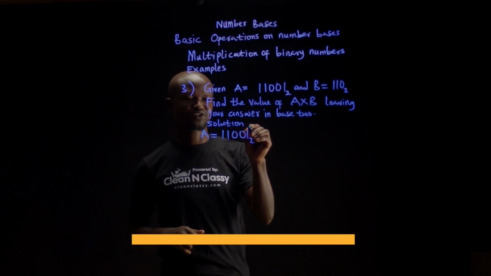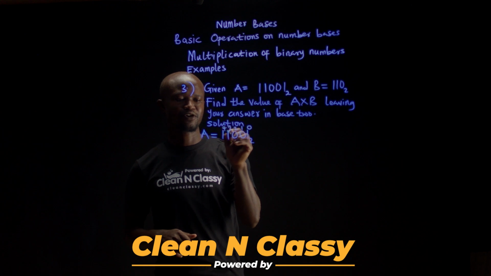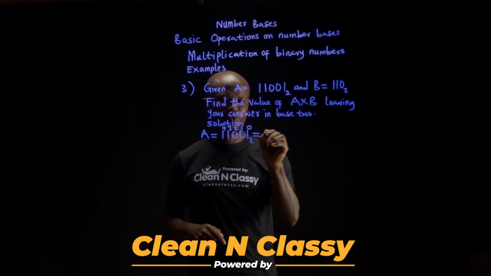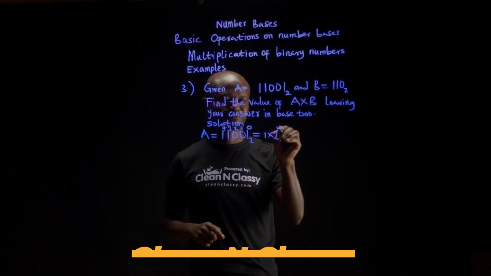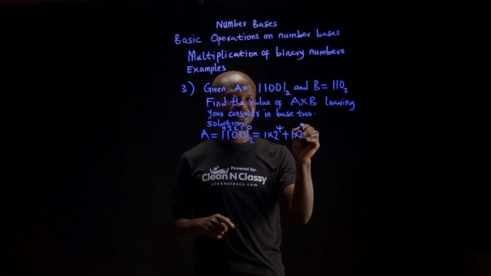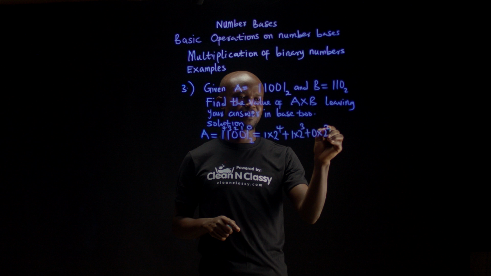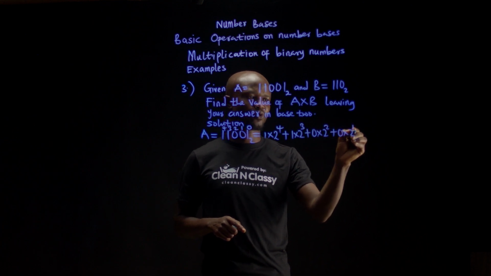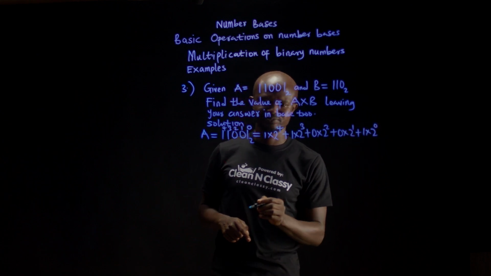Then we assign values from the back: 0, 1, 2, 3, 4. This will give us 1 times 2 raised to the power of 4, plus 1 times 2 raised to the power 3, plus 0 times 2 raised to the power 2, plus 0 times 2 raised to the power 1, plus 1 times 2 raised to the power 0.